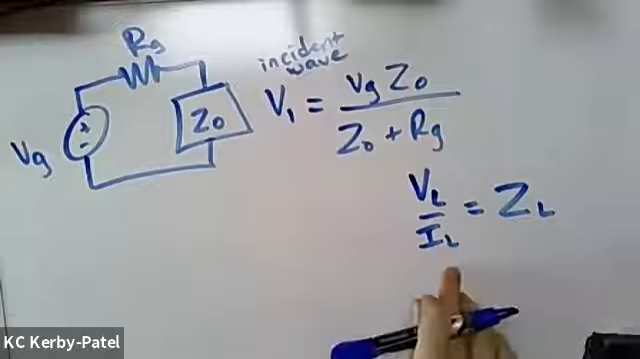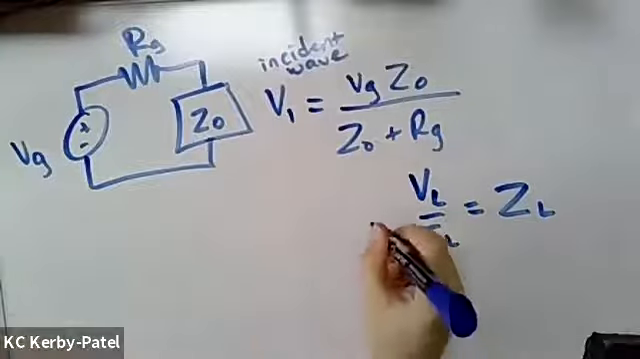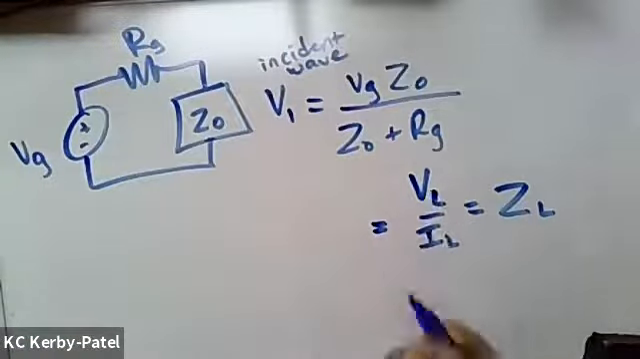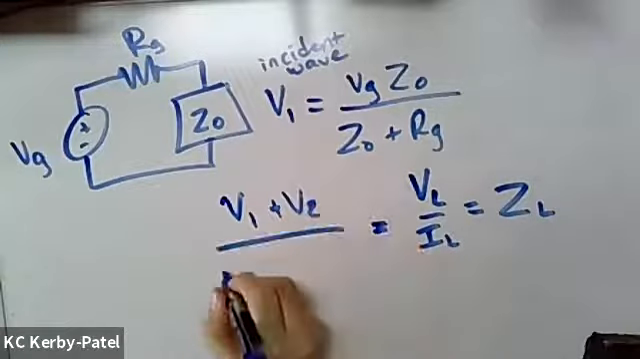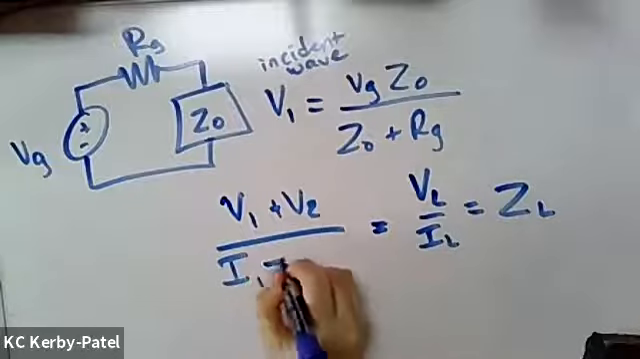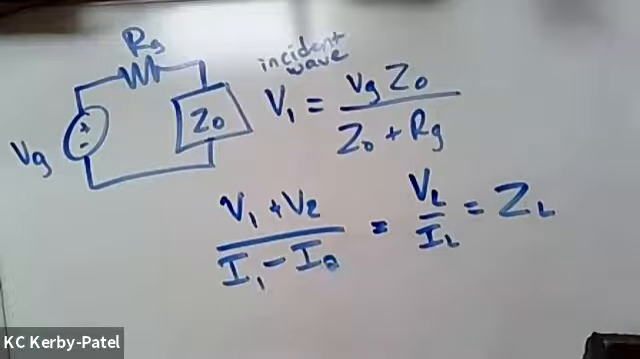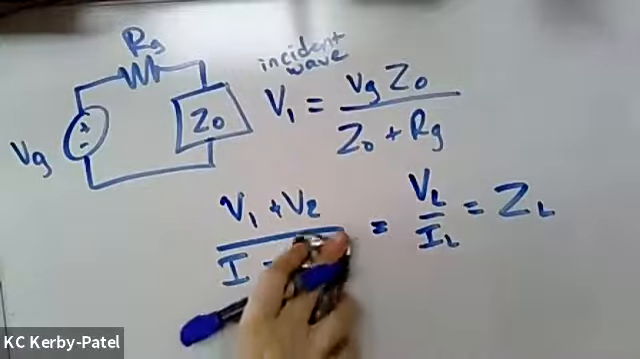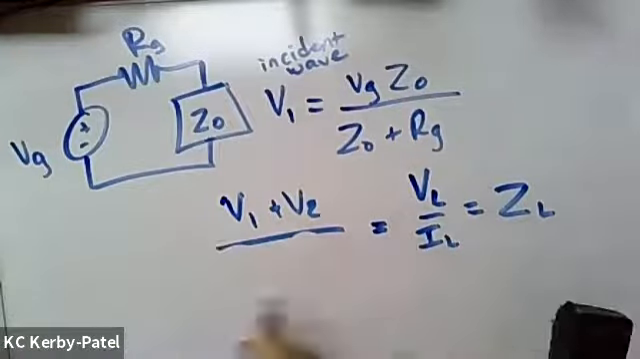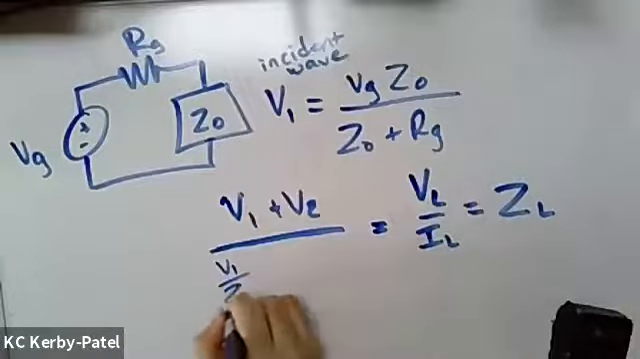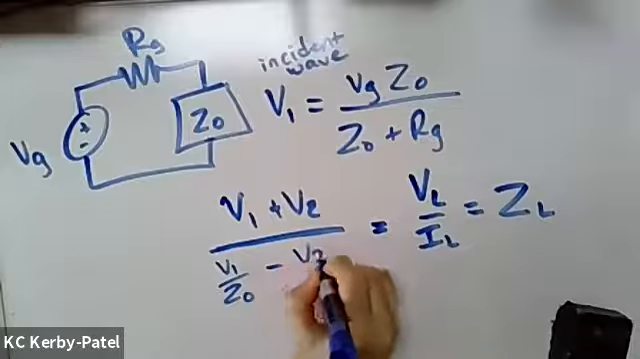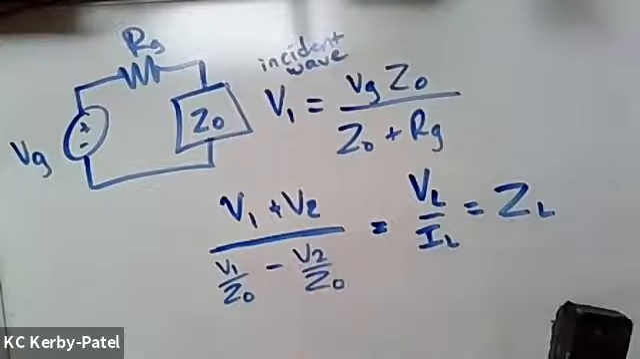So since that's true, and we wrote down these other equations for VL and IL, that's equal to V1 plus V2 divided by I1 minus I2. But I1 and I2 are related to V1 and V2. So we can write this as V1 over Z naught minus V2 over Z naught.